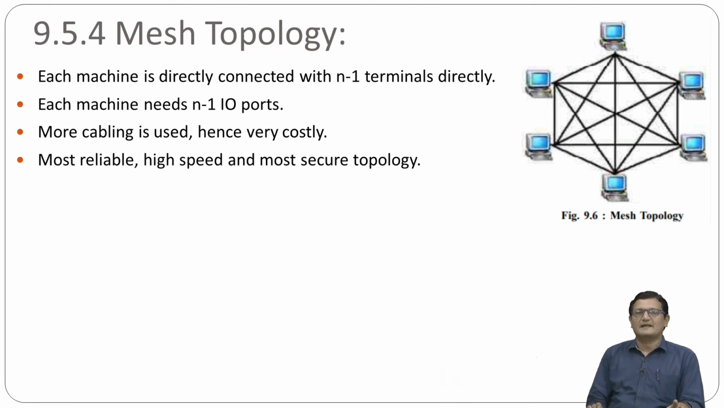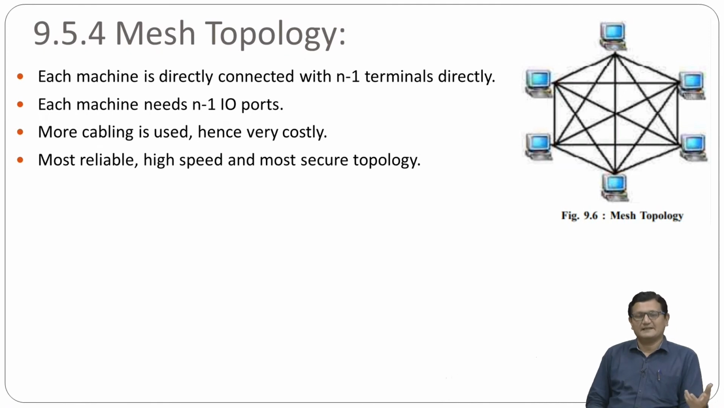Now, this type of network is very costly, because if there are n terminals, in every terminal n minus 1 IO interfaces have to be there. Suppose in the network there are 6 machines, every machine is connected with 5 other machines. So obviously in every machine 5 LAN cards have to be there. More IO connections, more cabling.